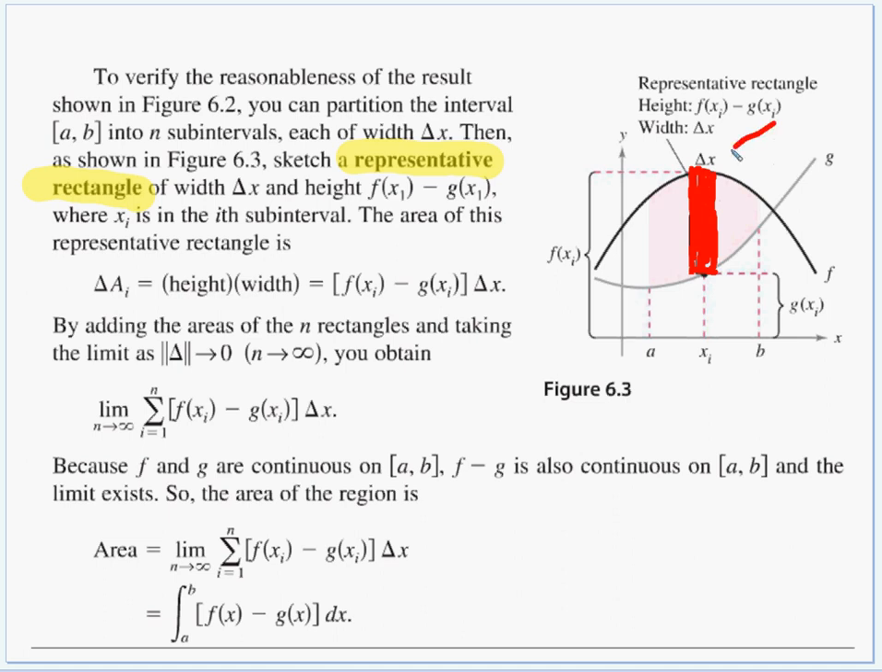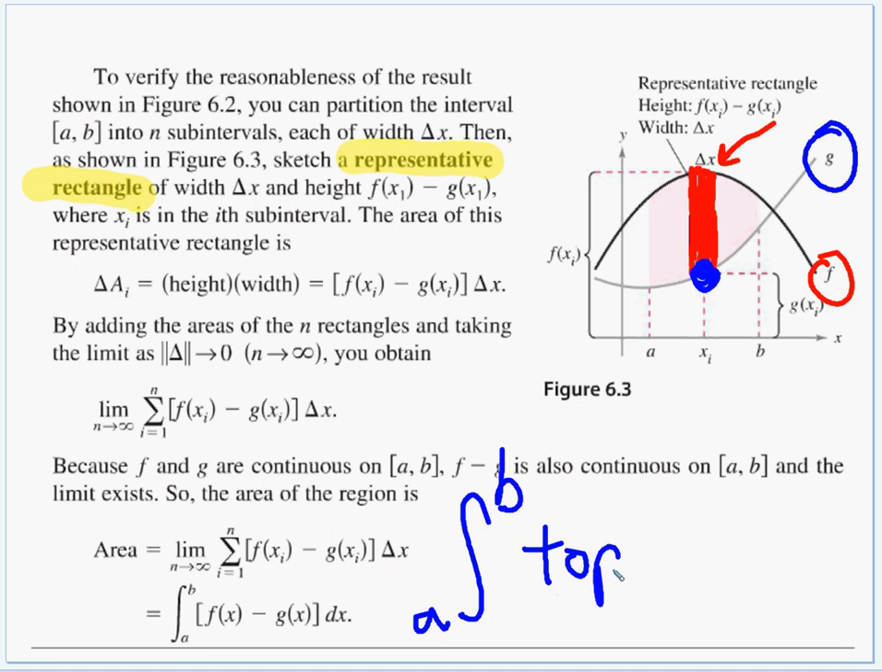And notice the top of our rectangle is touching the f curve, and the bottom of the rectangle is touching the g curve. So it's nice to draw the graph and draw a little representative rectangle. And always remember that we're going to do an integral from a to b, and we're going to do top minus bottom. What function touches the top of this red representative rectangle minus what touches the bottom of the red representative rectangle?